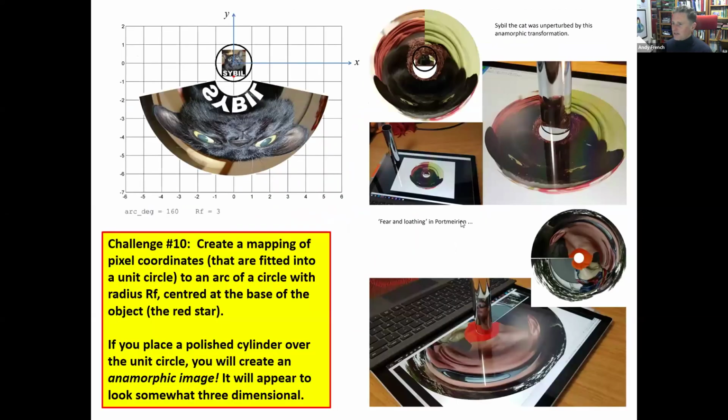Then there's a little fun bit, which is simpler to code, but really good. This is called an anamorphic image. If you can acquire a kitchen curtain pole, that's highly recommended. You could probably make one of foil, but it's better if it's metal that you can buff up a bit. What you do is you take an image and you stick it inside a circle. The bottom of the circle, the little red spot here, becomes the center of an arc. In my case, I've got an arc width of 160 degrees, but you can go all the way around if you wish.